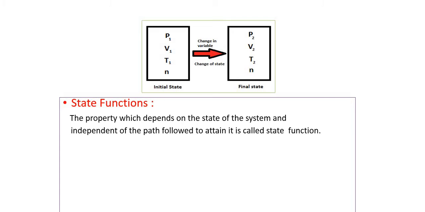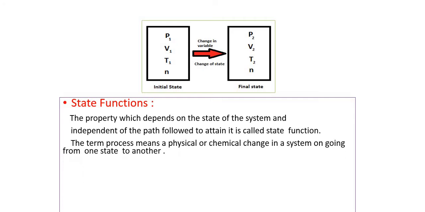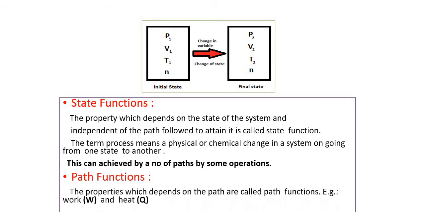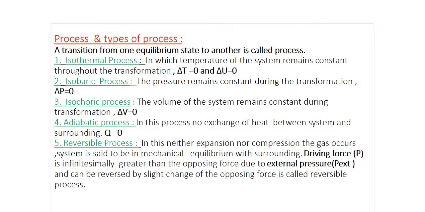म्हणजे अशी सिस्टीम की ज्याच्यामध्ये पाथ सिस्टीमचा इंडिपेंडंट आहे त्याला स्टेट फंक्शन्स म्हणायचे. मग त्याच्यामध्ये term process of physical and chemical changes in system undergoing from one state to another also called as state functions. So this can be achieved by number of paths. म्हणजे हे स्टेट फंक्शन्स मिळवण्यासाठी कुठलाही पाथ आपण वापरू शकतो, कुठलाही मार्ग वापरू शकतो. तर त्यासाठी आपल्याला पाथ फंक्शन्स, that is the property which depends on path are called path function. So which are work W and heat Q. So these are 2 important path functions.